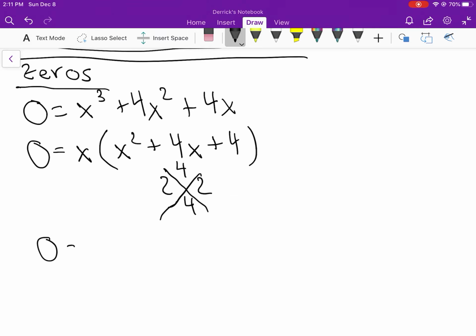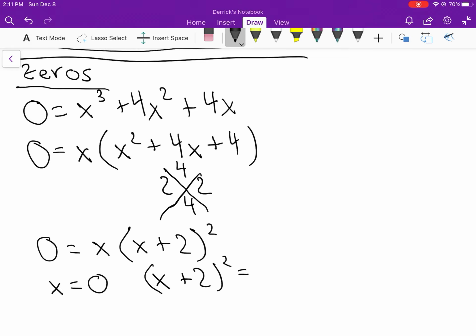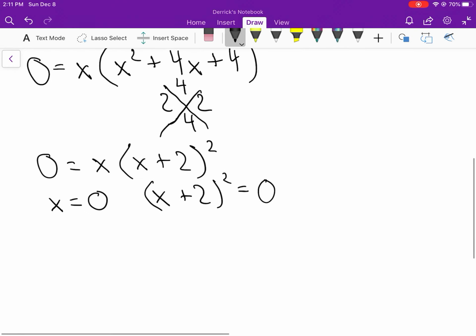That means we've got the x that we pulled out, and we've got an (x plus 2) squared, or an (x plus 2) times (x plus 2), depending on how you want to write it, assuming that your teacher doesn't have a preference one way or another, which I do not. So we want to set each piece equal to 0, which would be x equals 0 and (x plus 2) squared equals 0. Remember, we can do that using the zero product property.